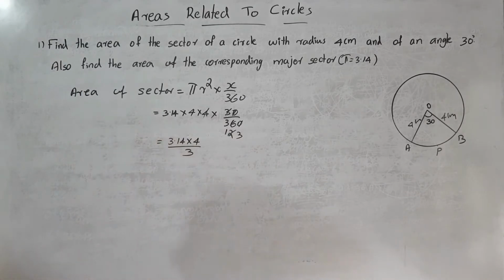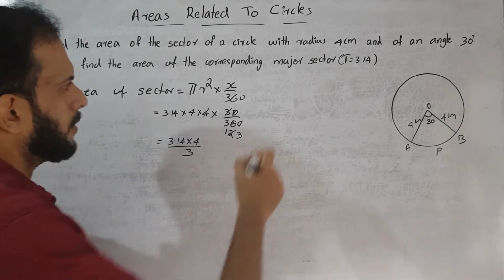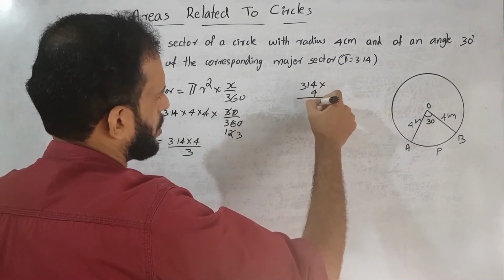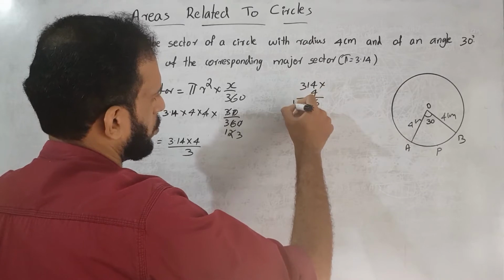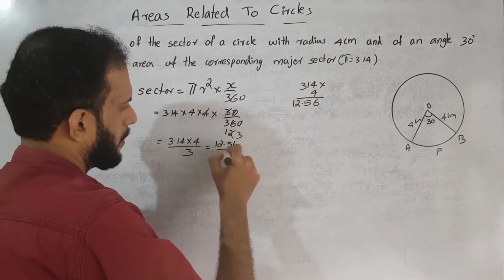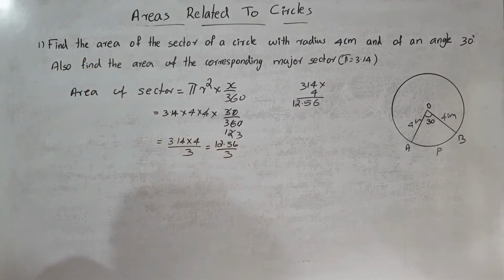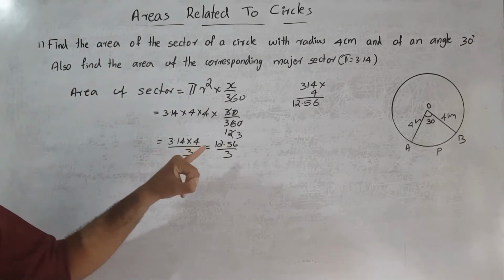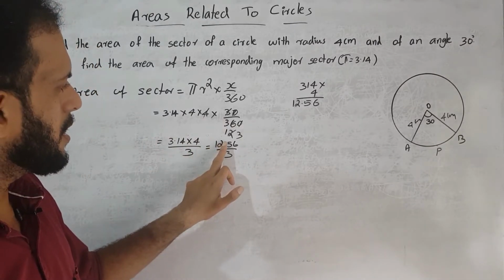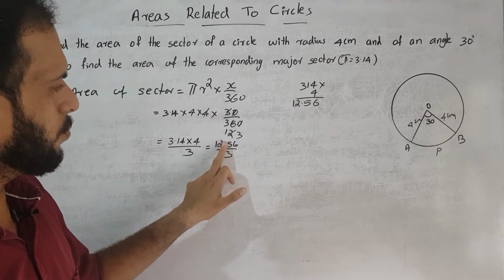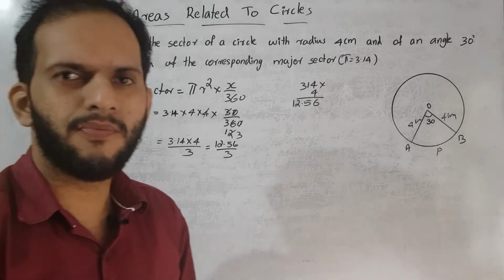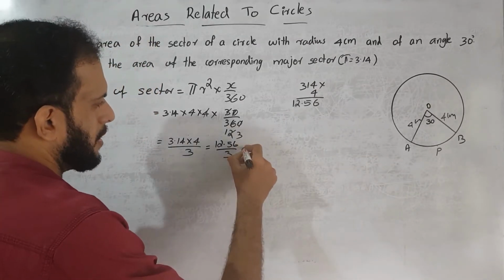Next we multiply 3.14 and 4. Multiplying 314 into 4, we get 12.56 by 3. Then we divide 12.56 by 3. We know how to divide when the numerator contains a decimal point. First we avoid the decimal point, then we get 1256. Then we divide 1256 by 3.